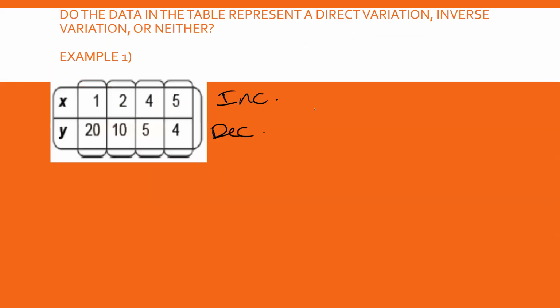Okay. So right now, we believe that this is inverse. So we think it's inverse variation, which means now we're going to check to see if our k value equals your y times your x, and if it's the same for all of them. So you're doing literally multiply.